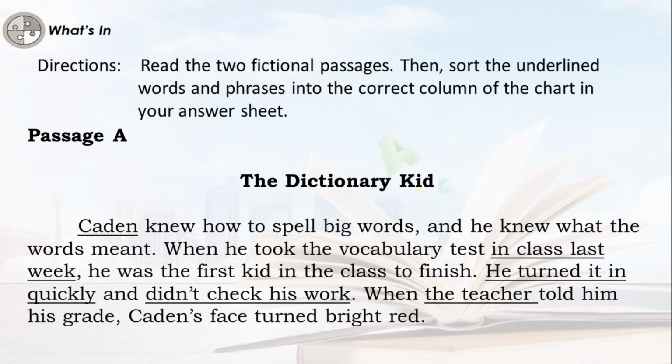Directions: read the 2 fictional passages. Then, sort the underlined words and phrases into the correct column of the chart in your answer sheet. Passage A. The dictionary kid. Caden knew how to spell big words, and he knew what the words meant. When he took the vocabulary test in class last week, he was the first kid in the class to finish. He turned it in quickly and didn't check his work. When the teacher told him his grade, Caden's face turned bright red.